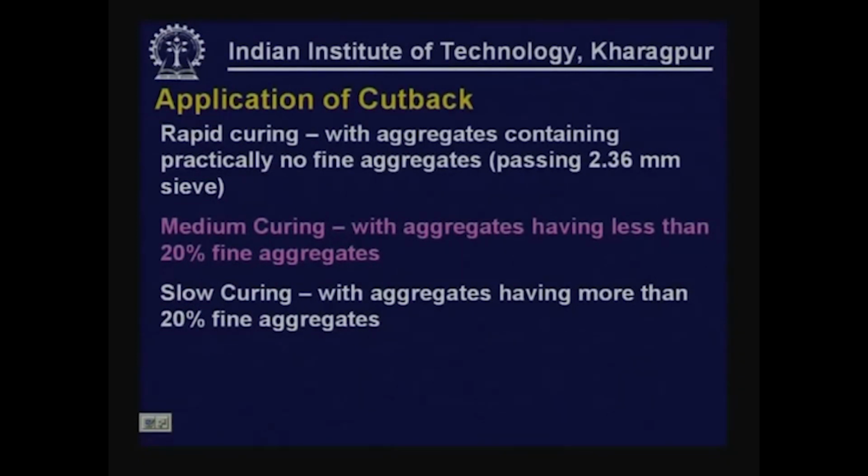The application of cutback: rapid curing cutback is normally used with aggregates containing practically no fine aggregates, fine aggregates being the portion of the aggregates passing 2.36 millimeter sieve. Medium curing cutback is normally used with aggregates having less than 20% fine aggregates, and slow curing cutback is used with aggregates having more than 20% fine aggregates.